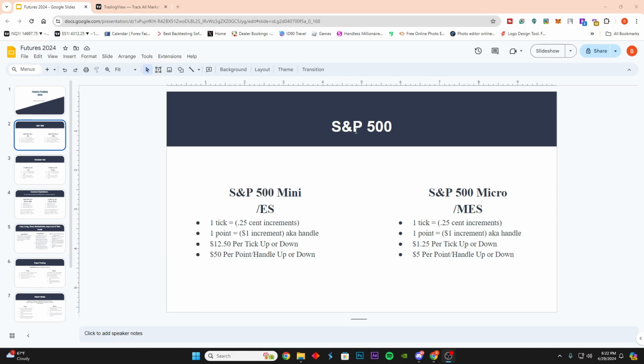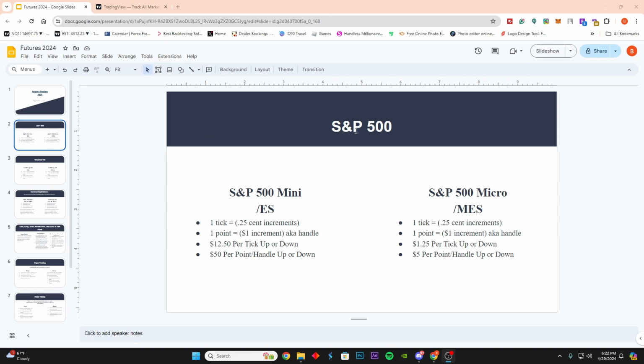Now looking at the next thing: every dollar increment is referred to as a point or a handle, and there are 4 ticks in a point. So once something goes up 4 ticks, that represents 1 point, or a $1 move. Very similar to 4 quarters representing a dollar. Think of it in that term.